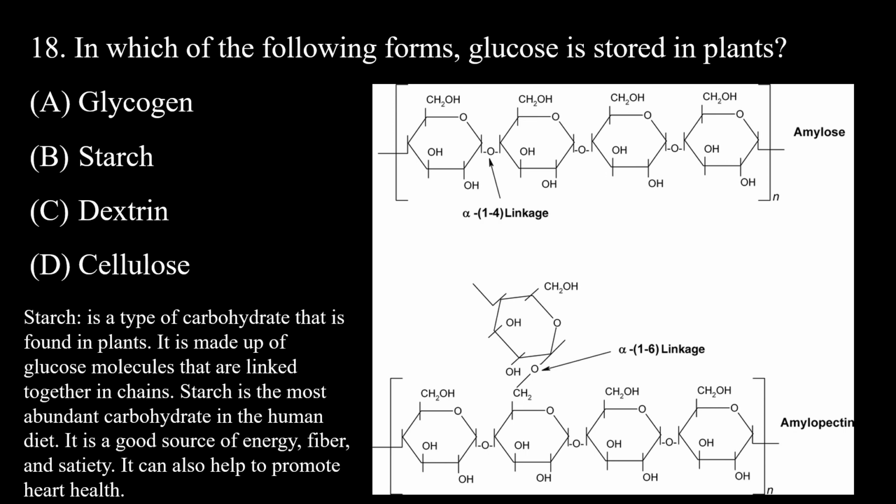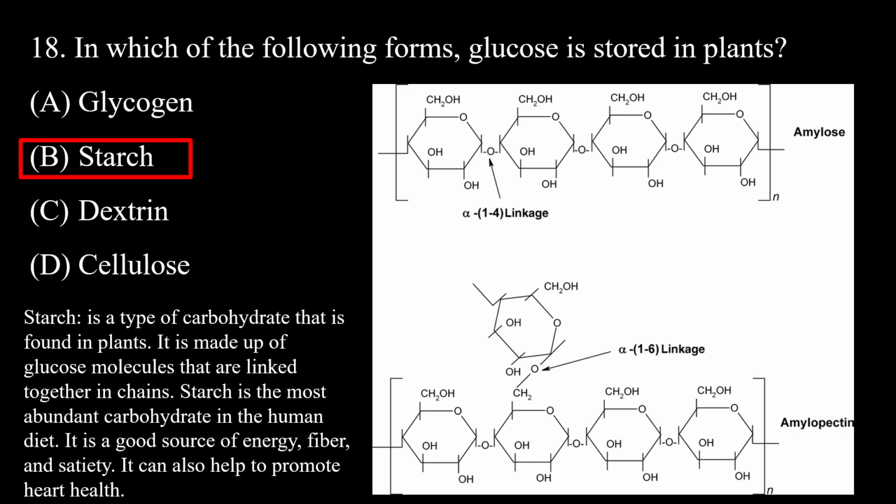Question number 18. In which of the following forms is glucose stored in plants? A. Glycogen, B. Starch, C. Dextrin, D. Cellulose. The right option is B. The storage form of glucose in plants is starch, while in animals, the storage form of glucose is glycogen. Starch is a carbohydrate found in plants, made up of glucose molecules linked together in chains. Starch is the most abundant carbohydrate in the human diet.